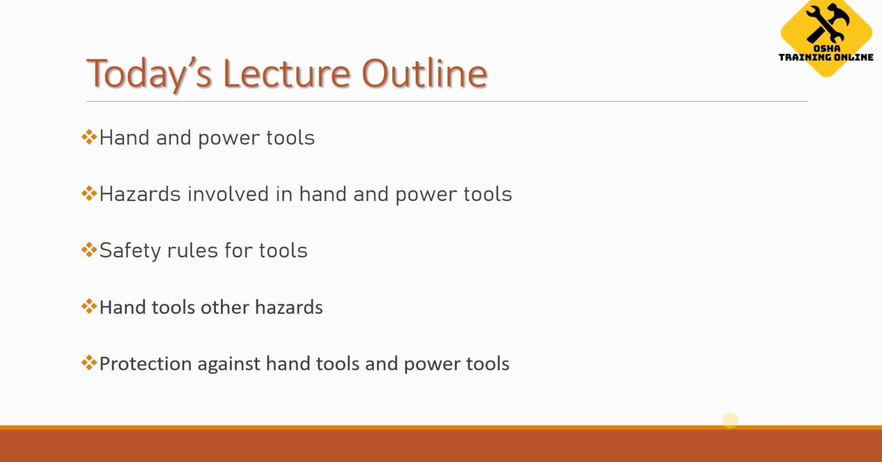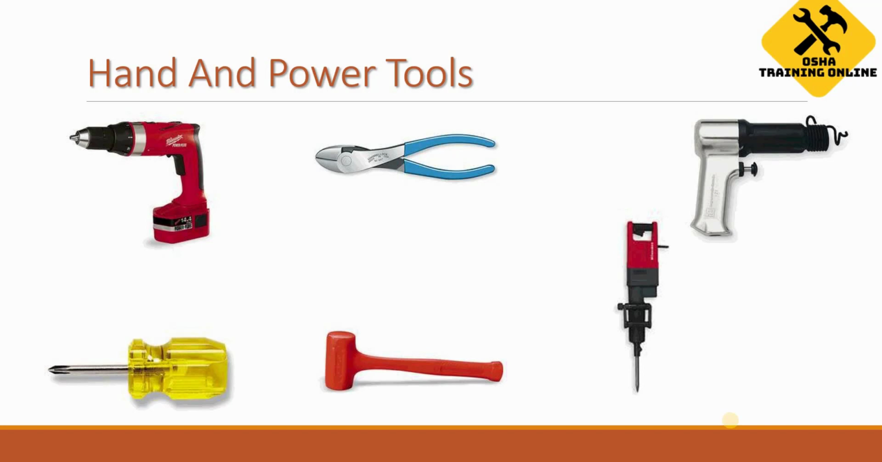So let's jump to our first point. Hand and power tools. Hand and power tools are used in every kind of industry, either electrical, construction, or other kinds of industries. You can see on the screen different kinds of devices which can be used in the electrical industry, construction industry, or other industries. There are some safe usage practices regarding those tools and a worker should know about them.